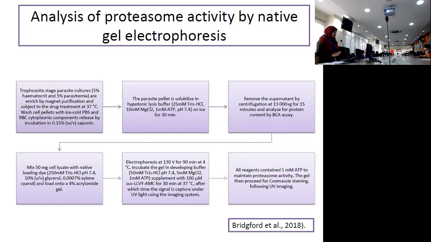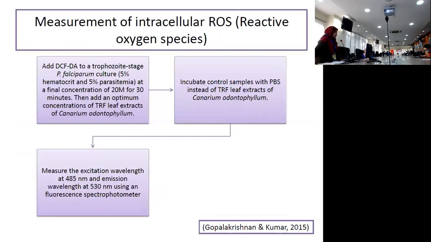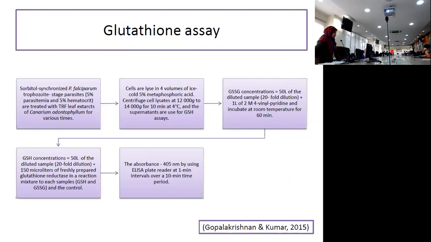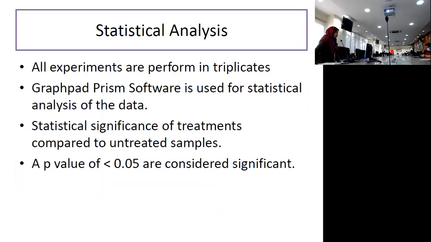And then after the parasite membrane phase, I'm going to move to DNA analysis, the formazan assay, intracellular reactive oxygen species, and also the glutathione assay. Because usually in malaria patients, there is a high production of ROS, and glutathione plays an important role in detoxifying the ROS and oxidative stress in parasites. So basically, glutathione protects against any oxidative damage to the cell. And lastly, I'm going to do electron microscopy observation on the parasite.